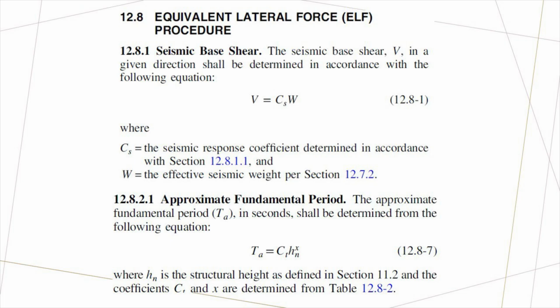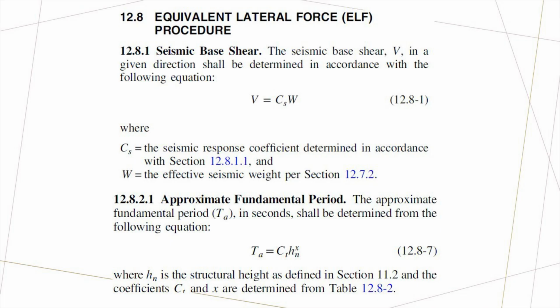Oftentimes, geotechnical reports can provide soil site classes that are better than the default site class of D, which in turn allows you to reduce overall seismic demand of the structure. We determine the seismic design category, which reflects both the building's importance and the expected level of seismic hazard at the site. From there, we follow the equivalent lateral force procedure to calculate the base shear using the spectral accelerations, the importance factor associated with the risk category, and the effective seismic weight of the structure.